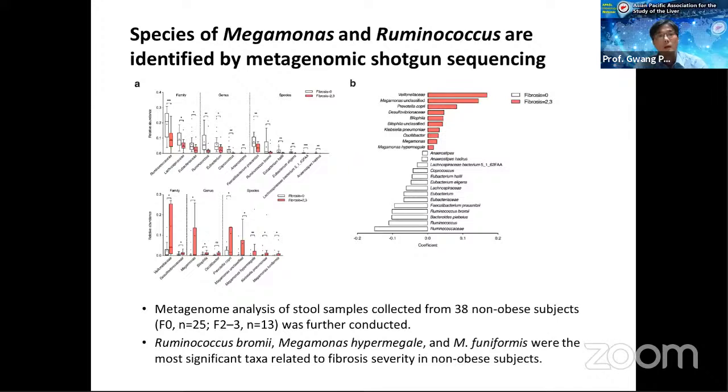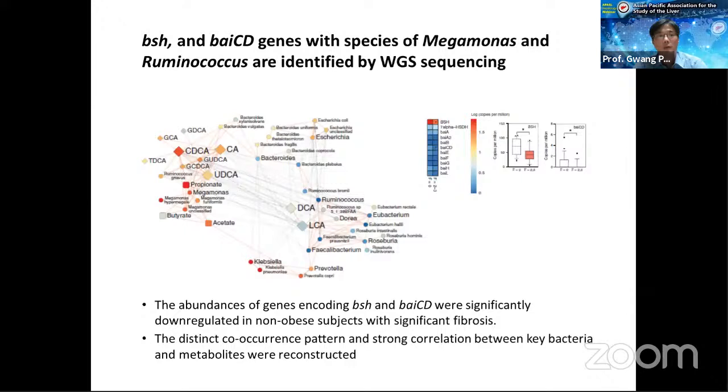And we also performed whole genome shotgun sequencing on some of these subjects, about 38 non-obese subjects, to confirm our data. We found that the BSH and BaiCD genes, which relate to bile acid metabolism of particular strains, were identified. These were significantly downregulated in non-obese subjects with significant fibrosis.